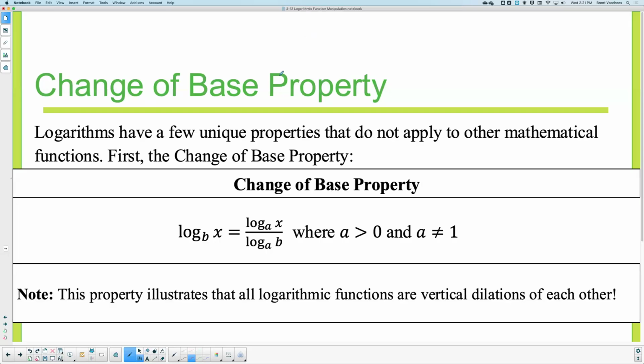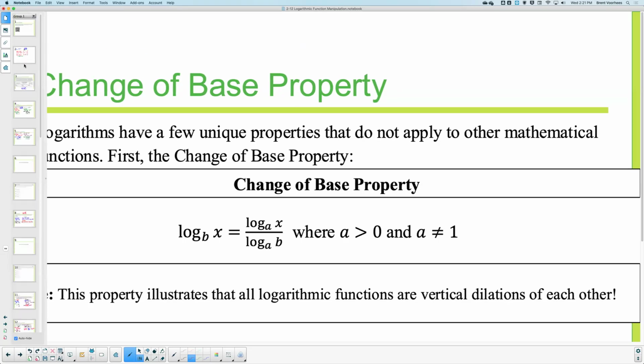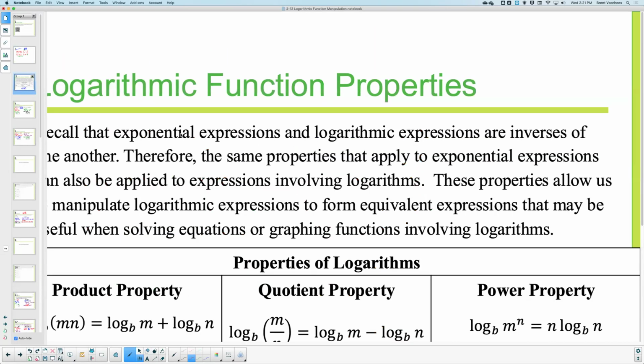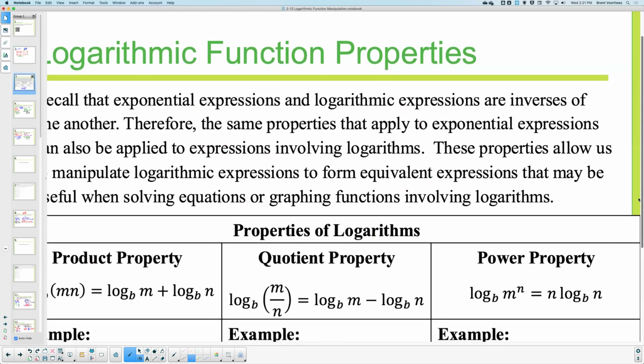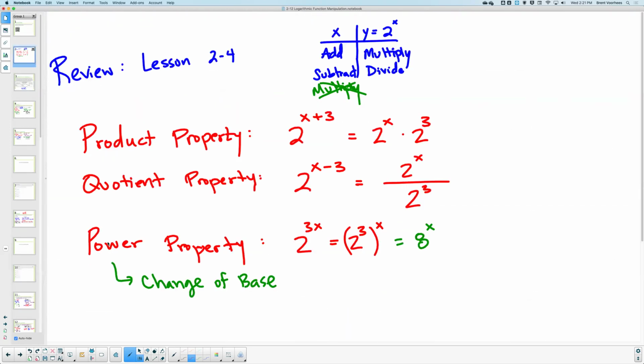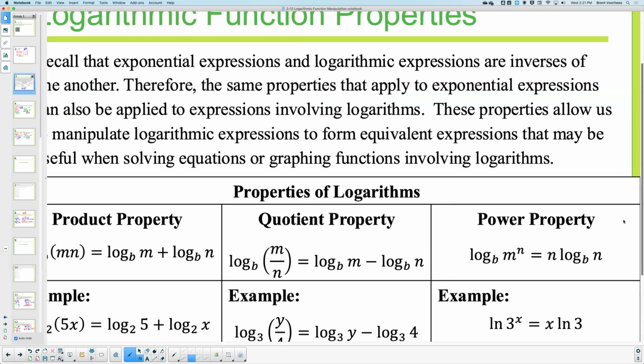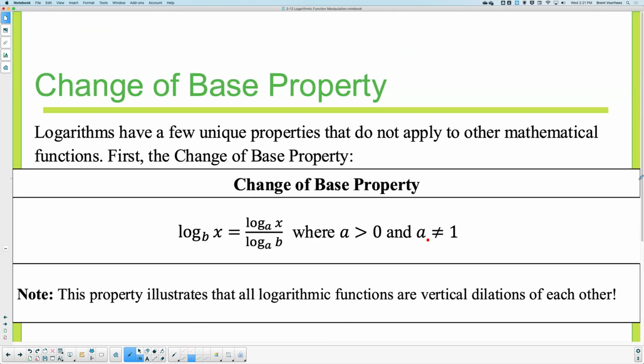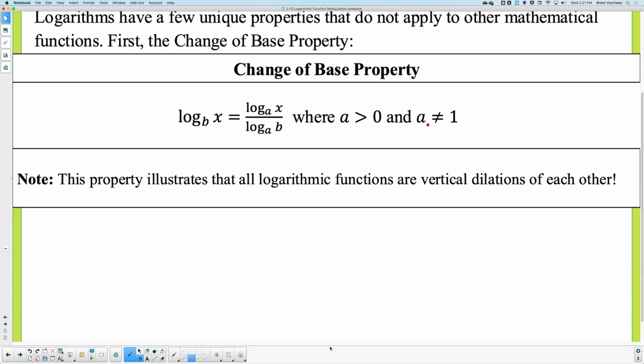All right, change of base property time. Now, on exponentials, I told you we had a change of base. Let me go all the way back here. We had a change of base on the power property for exponentials, but I told you for logarithms, the power property is the rule breaker, just like the power property was a rule breaker here. However, the change of base is not the power property for logs. A change of base is kind of like its own thing. So here's how the change of base property works.